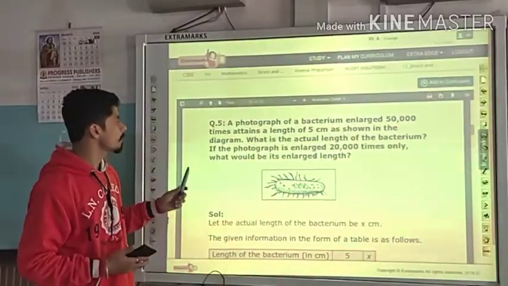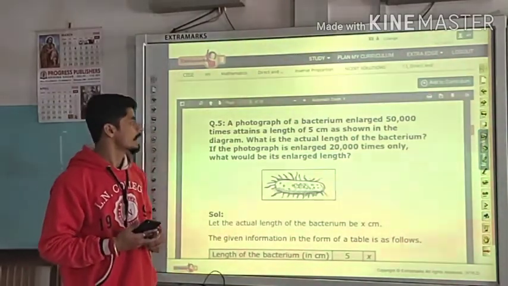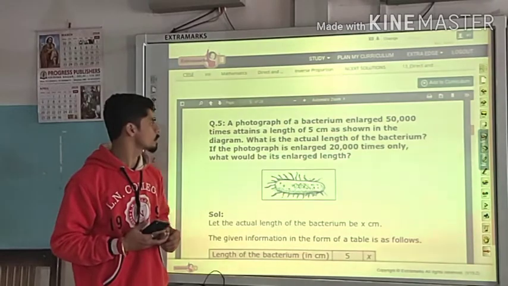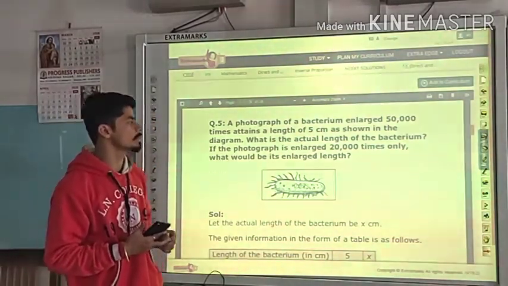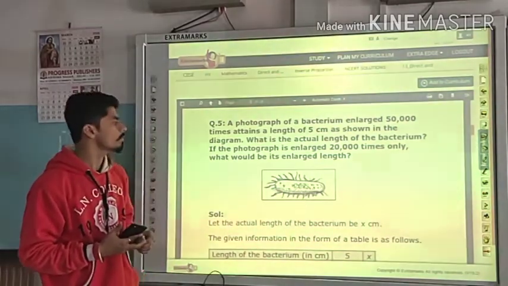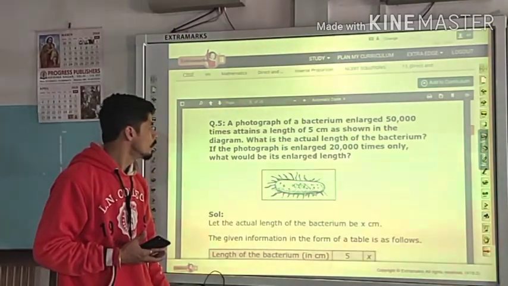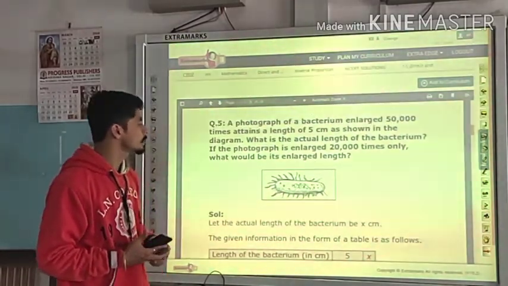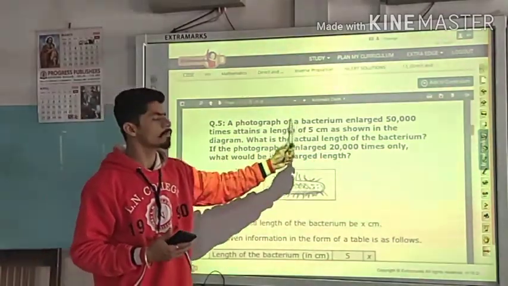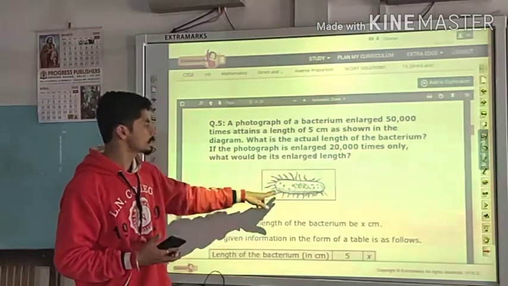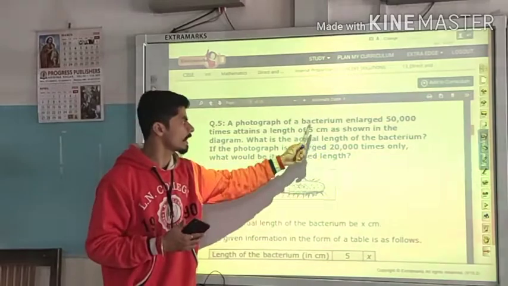Now question number 5. A photograph of a bacterium enlarged 50,000 times attains a length of 5 cm as shown in the diagram. What is the actual length of the bacterium if the photograph is enlarged 20,000 times only? What would be the enlarged length? This is the data which is given in the question: 50,000 times attains a length of 5 cm. This is the diagram which is given as per the question.